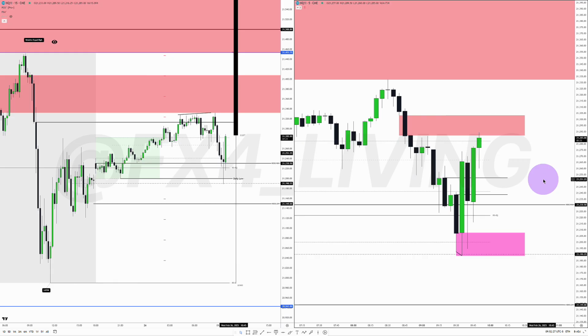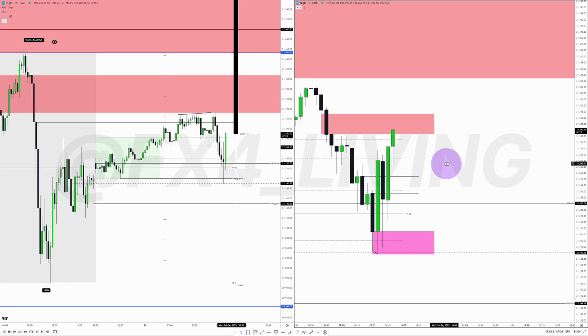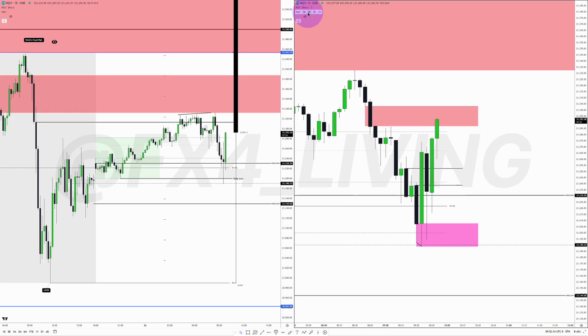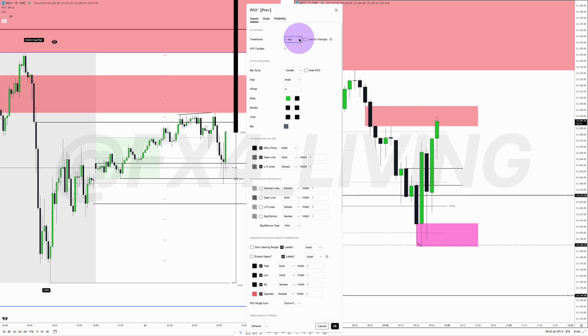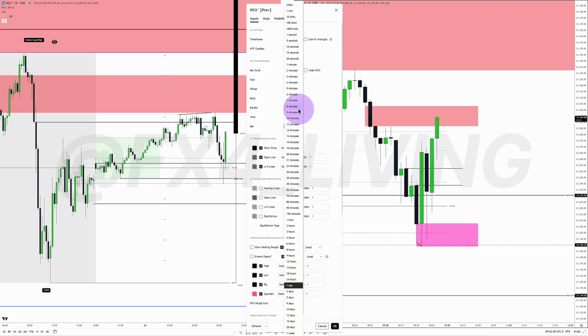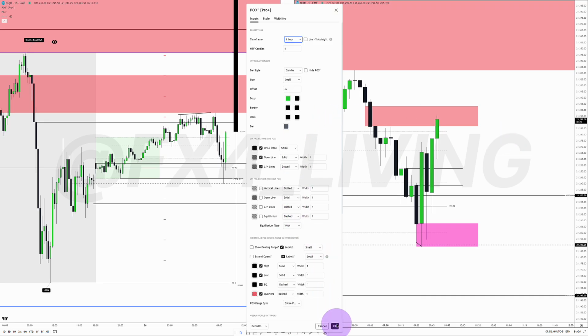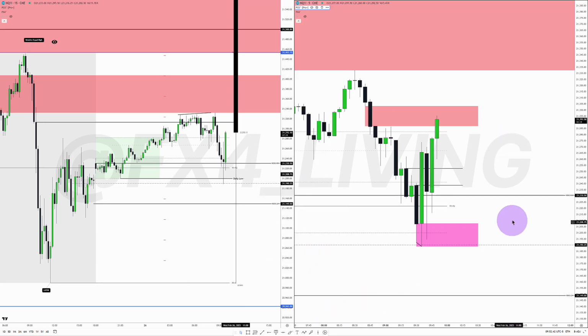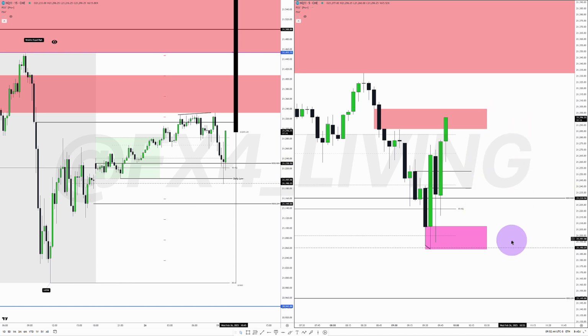Looks pretty insane on the 1 hour. That 1 hour changes state of delivery. So if I show you as well, and where is my power of three? I don't know. On this 5-minute chart, I'm gonna use a 1 hour time frame power of three. Okay, if you guys don't mind, we're gonna be able to see the 1 hour delivery currently happening.